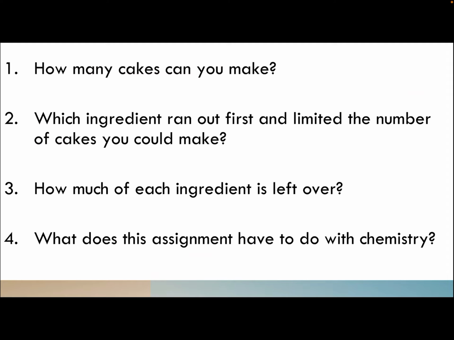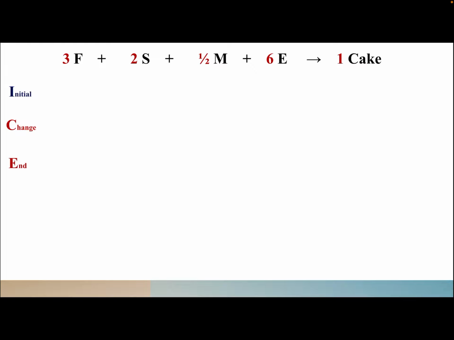So I want to know, with the ingredients in our kitchen, how many cakes can I make? And which ingredient runs out first, and limited the number of cakes you could make. That would be our limiting reagent, right? And then how much of each ingredient is left over? And really, what does this assignment have anything to do with chemistry, right? So let's go ahead and check this out.